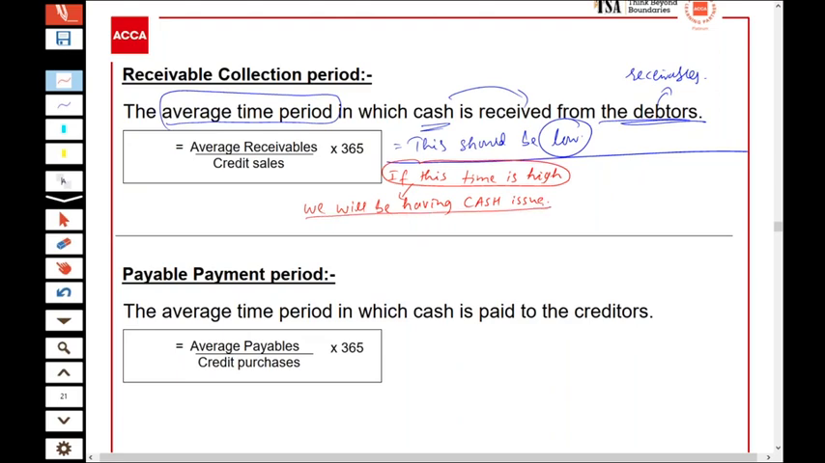We will be having a cash issue, and probably we will take a loan, which will increase interest. So interest would increase if we take the loan, which means my profit would be reduced. So if the receivable collection period increases, it will reduce your profitability.